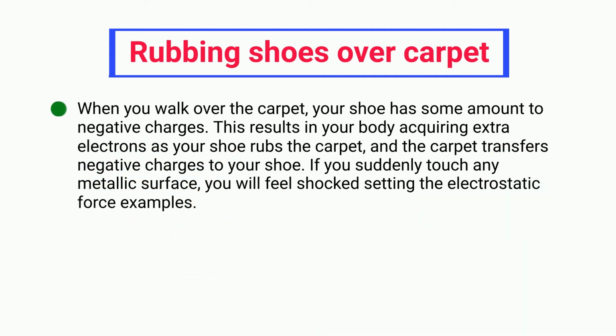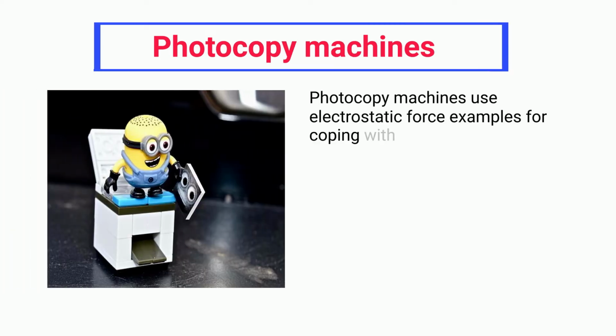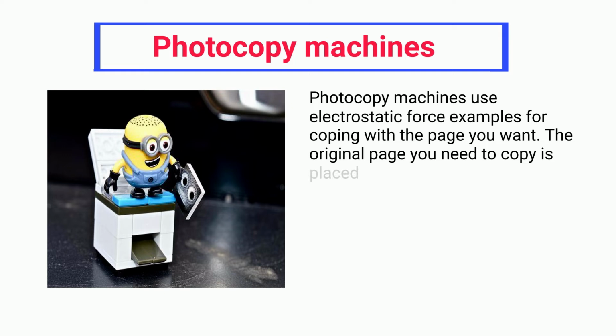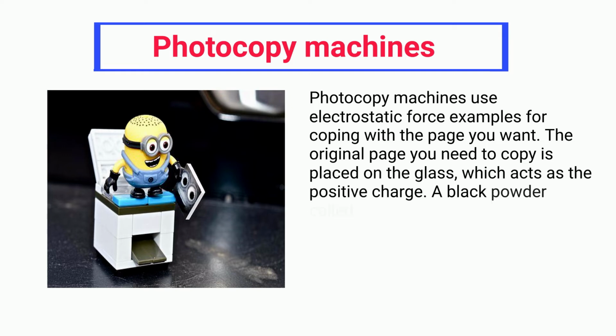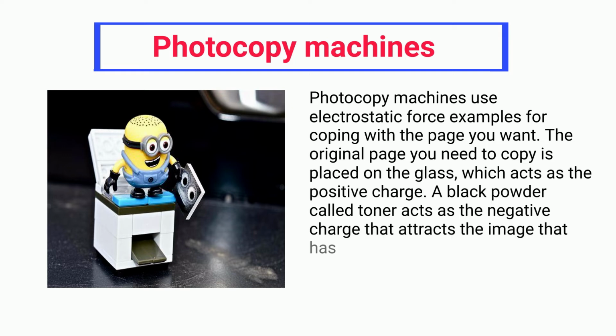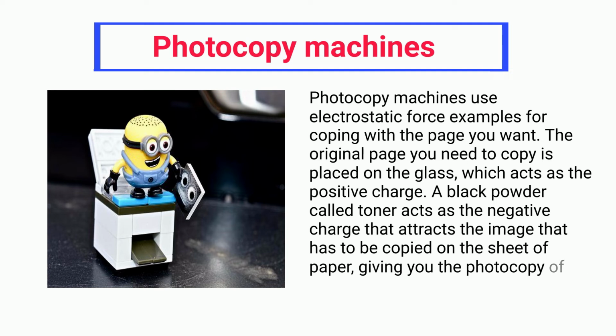Some more electrostatic force examples. Photocopy machines. Photocopy machines use electrostatic force for copying the page you want. The original page you need to copy is placed on the glass, which acts as the positive charge. A black powder called toner acts as the negative charge that attracts the image that has to be copied onto the sheet of paper, giving you the photocopy of the page you require.